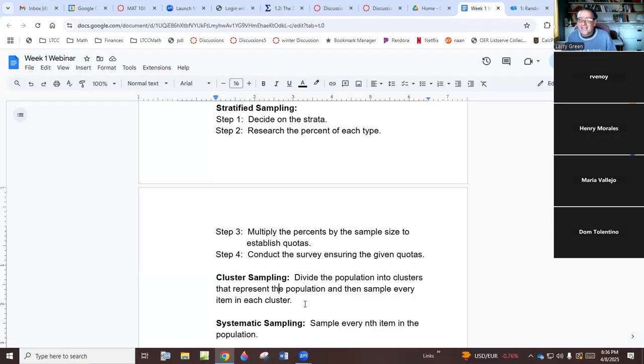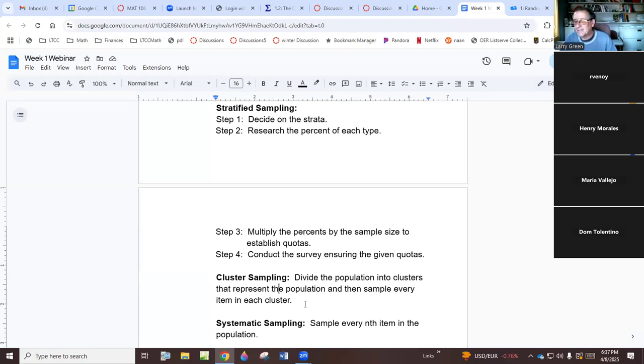So you could cluster sample. What do you think the clusters might be? Any thoughts? Yeah, I don't see you jumping in. Acres. Yeah, you do regions, and that's good. That's kind of ambiguous though.